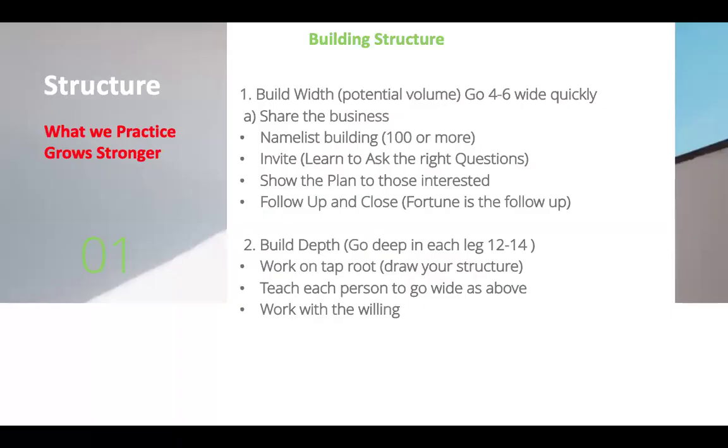So the minimum is 100 PV, but that 100 PV is what makes sure that you can actually earn a bonus. It doesn't matter what level of business you have reached. If you cannot do 100 PV, you cannot earn any bonus. So let's look at building structure. Building structure is building a stable business.